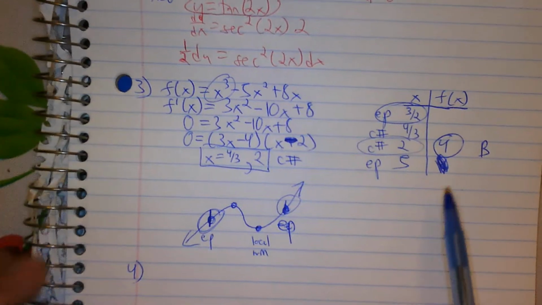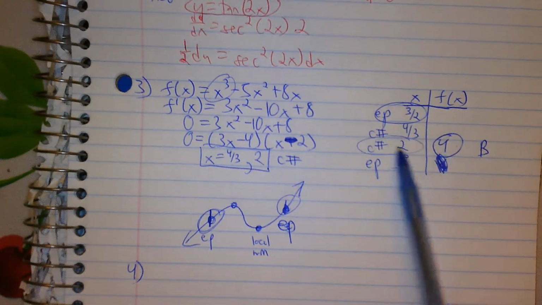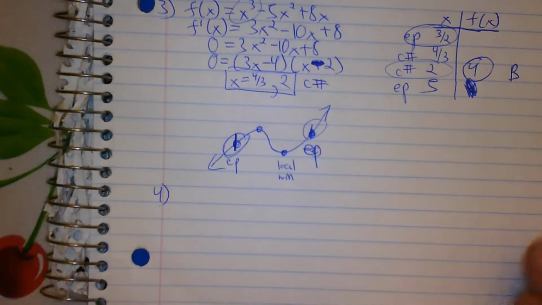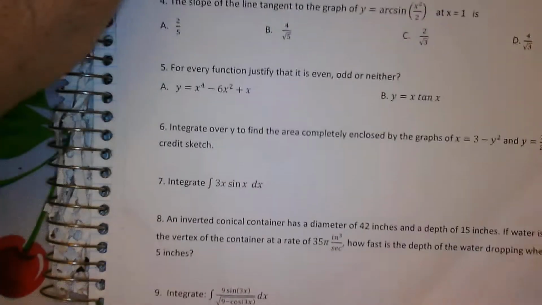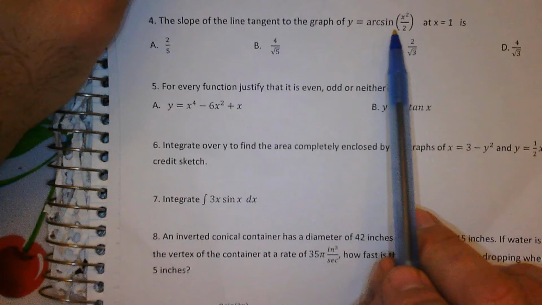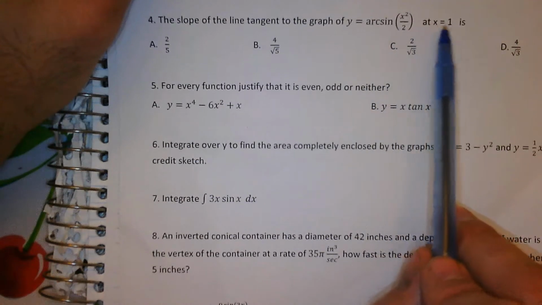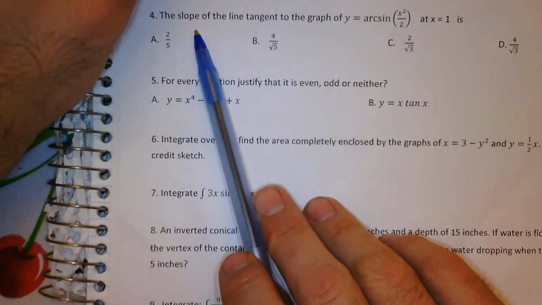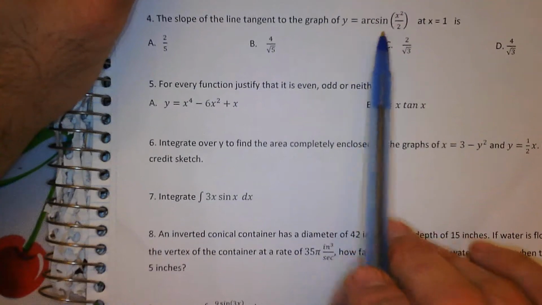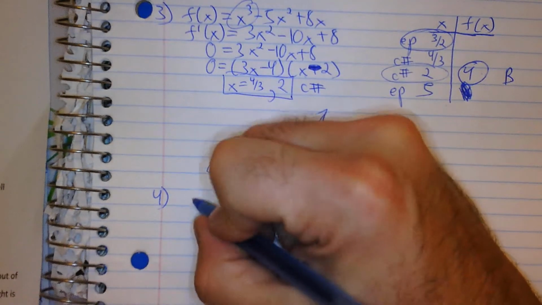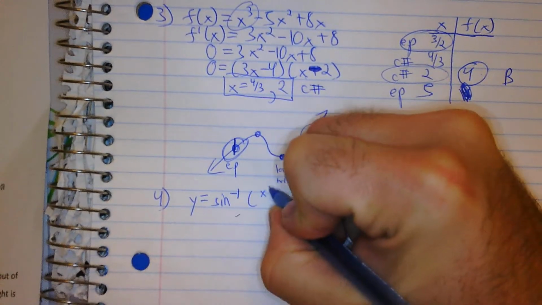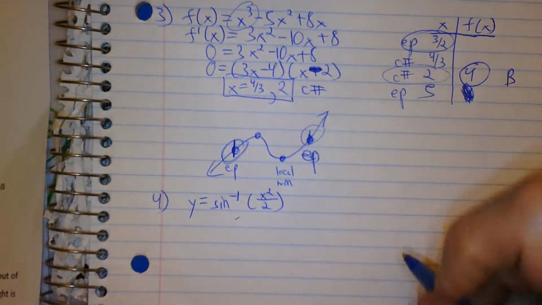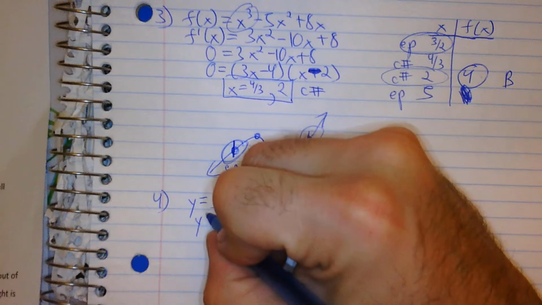If you do not feel comfortable making those kind of judgments, you just go through the tedious process of writing out all these values. Number 4, we're told, is the slope of the tangent to the graph y equals arcsine of x squared over 2 at x equals 1. Slope is the graphical term for derivative, so you need to find the derivative of this function. So the function given is y equals arcsine of x squared over 2 at x equals 1. So find y prime.